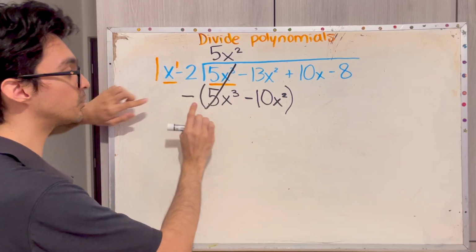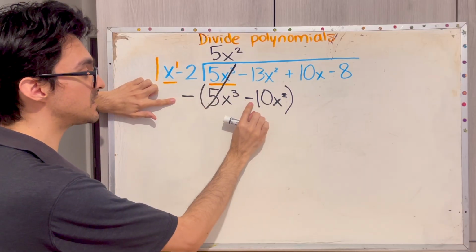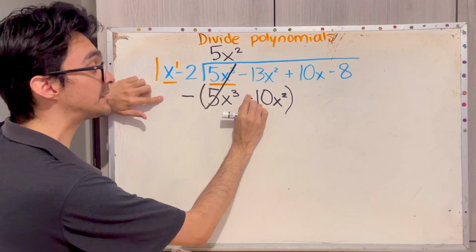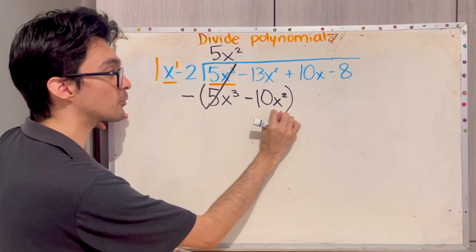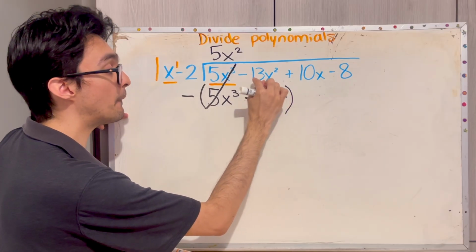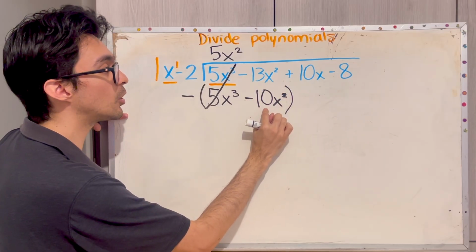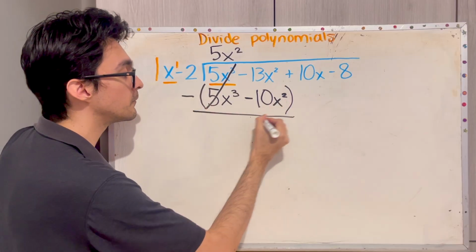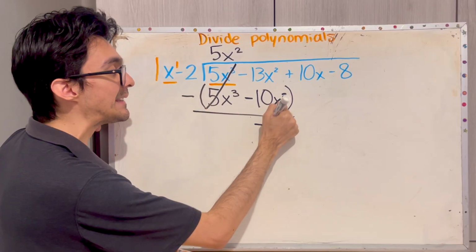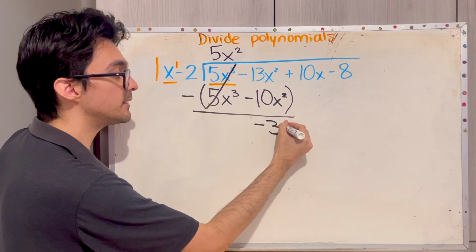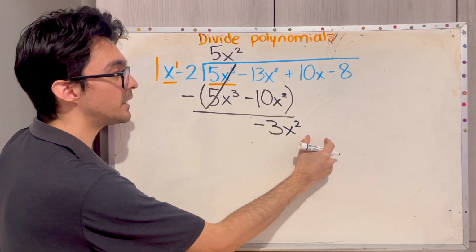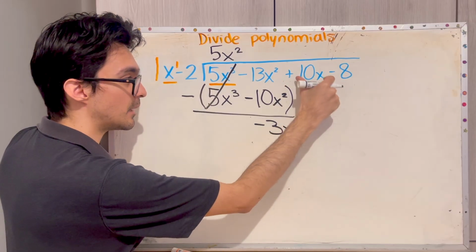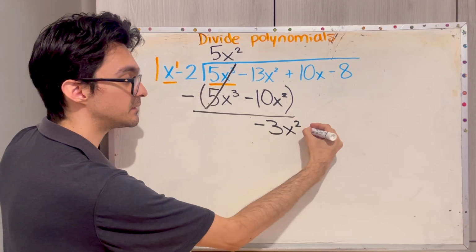Let's take a look at this one. Negative times negative gives me positive. So that means that I'm carrying out an addition. This term plus this term right here, negative 13 plus 10 will result in negative 3. And I keep the variable and the exponent the exact same way. Now I'm bringing down here the next term that I have in my polynomial, positive 10x.